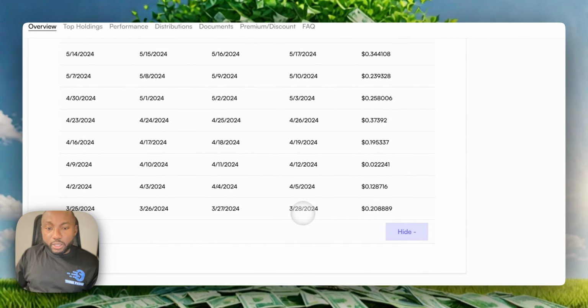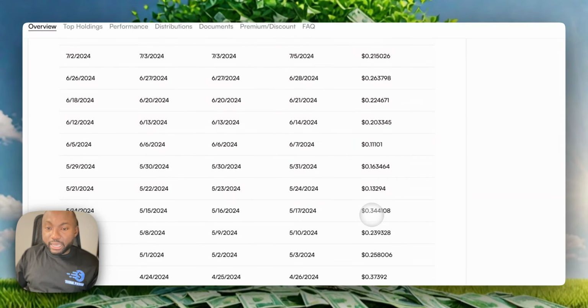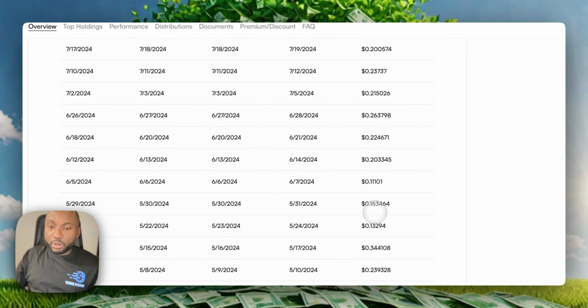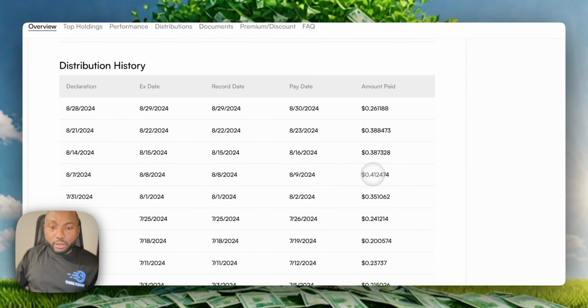You can see the first time they paid was March 28th, and it was only 21 cents. And then they've been paying since then. They've paid quite a good amount of money. And then the highest, I think they paid about 40 cents at one point, right? On August 9th, they paid 41 cents. That was the highest. Pretty much this year they paid the most money. We can see here 38. So if you round up, it's about 39 to 40 cents.